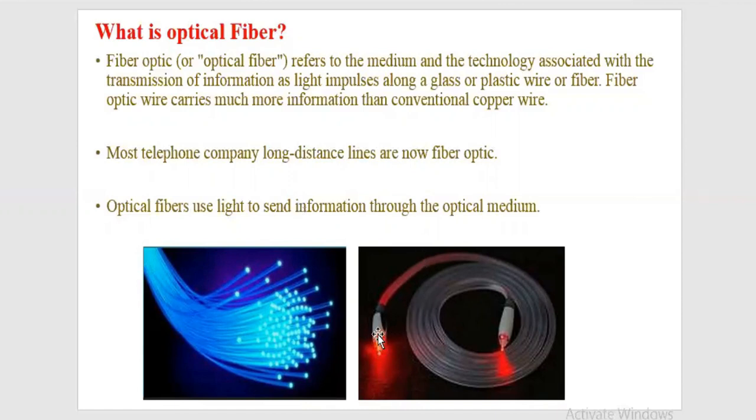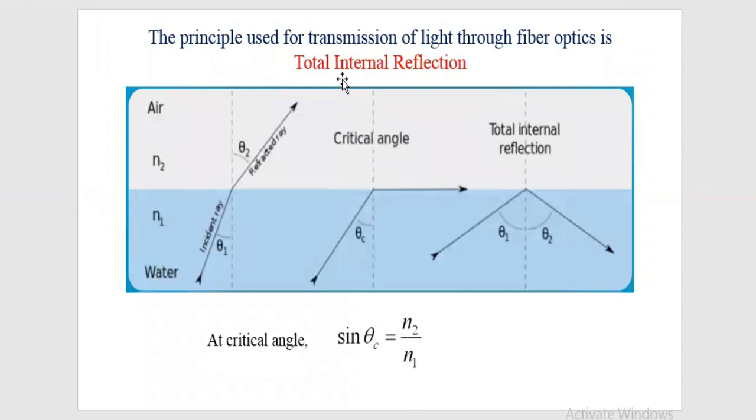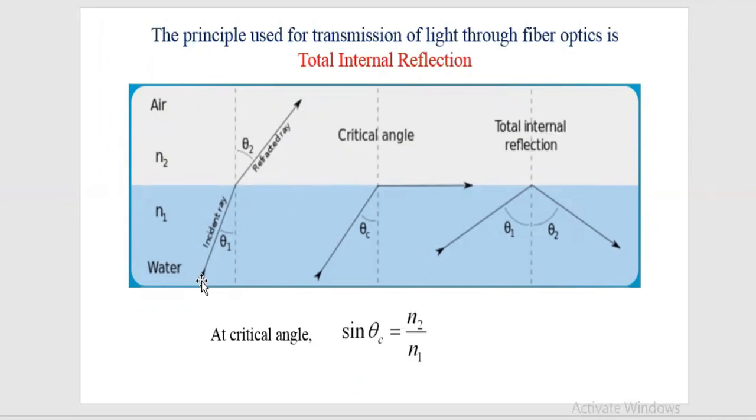So how does the light energy move through these materials? What is the principle used? The principle is total internal reflection. So what is total internal reflection? When a light ray passes from a denser medium to a rarer medium, the ray refracts in the rarer medium.